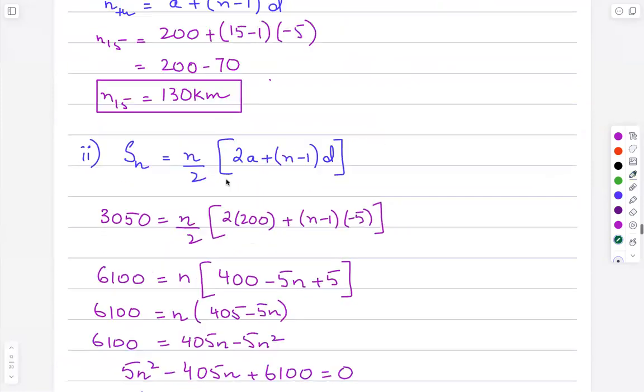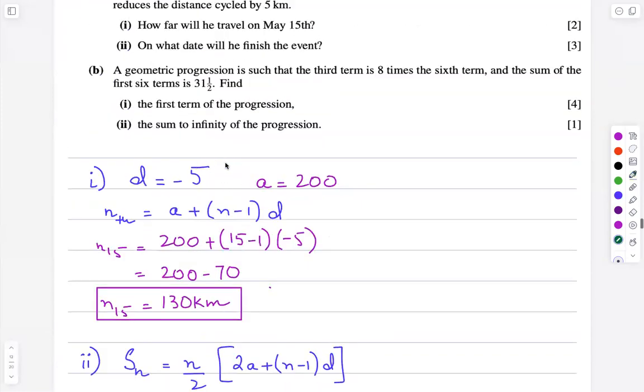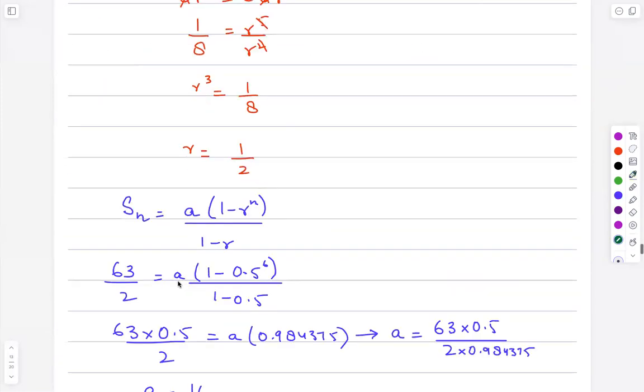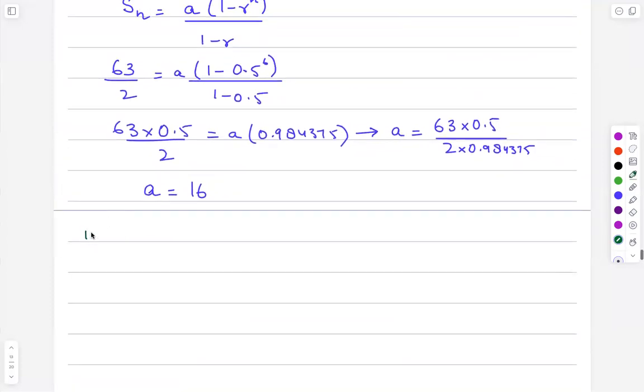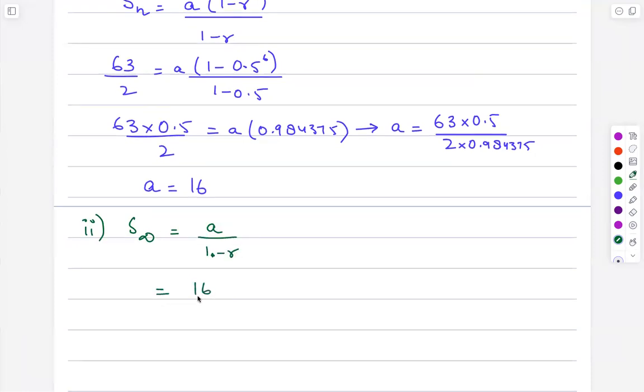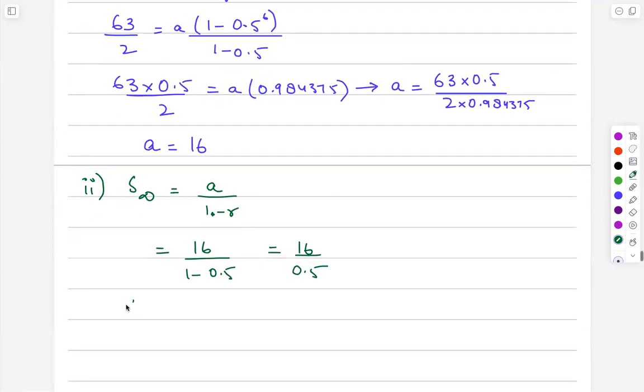Once you have the value of a, in part 2, it says find the sum to infinity of the progression. For sum to infinity, the formula is a upon 1 minus r. The value of a is 16 and the common ratio r is equal to 1 upon 2. So 1 minus 0.5 is 0.5. So 16 divided by 0.5, the sum to infinity will be equal to 32.